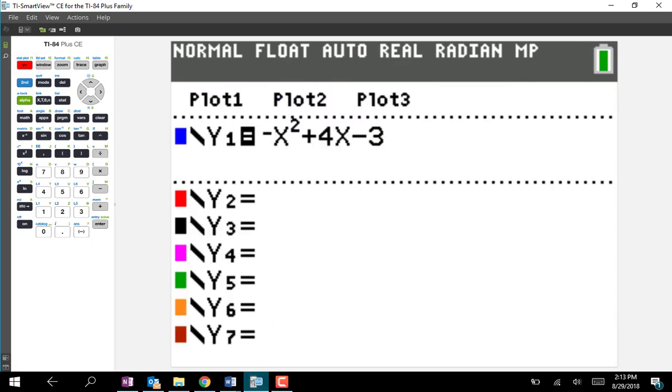That'd be great. Mine's not showing up. You didn't click Y equals. Did you turn it on? I did. It's showing up. Good, you press Y equals, right?